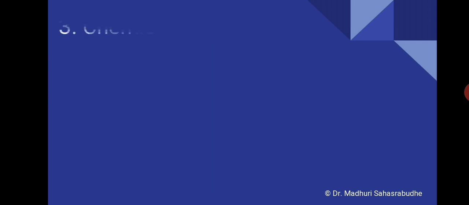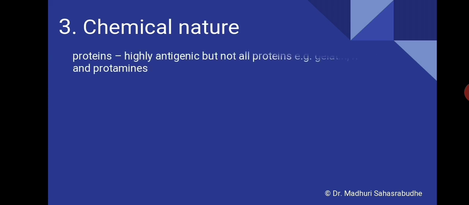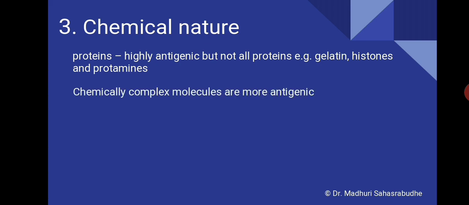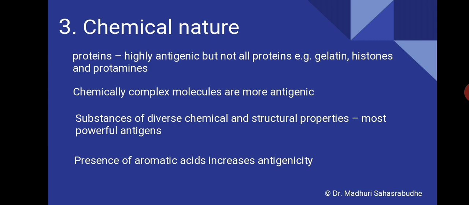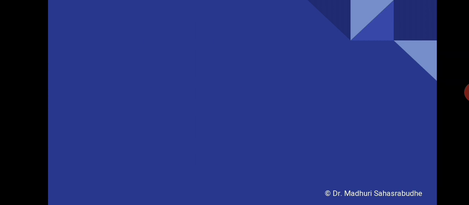Third factor is chemical nature. Proteins are found to be highly antigenic, but not all proteins. For example, gelatin, histones, and protamines are not immunogenic. Chemically complex molecules are more antigenic. Substances of diverse chemical and structural properties are found to be most powerful antigens. Presence of aromatic amino acids increases antigenicity.